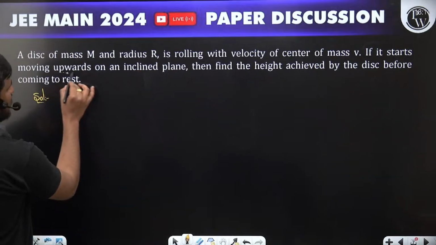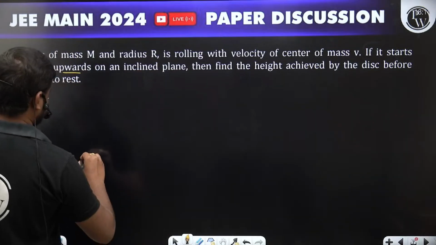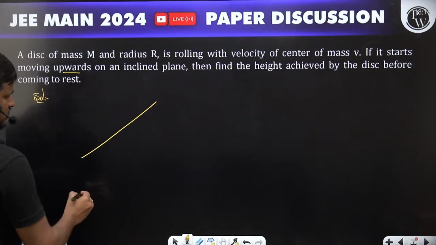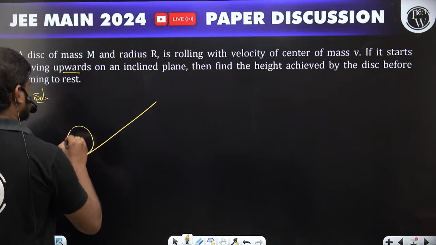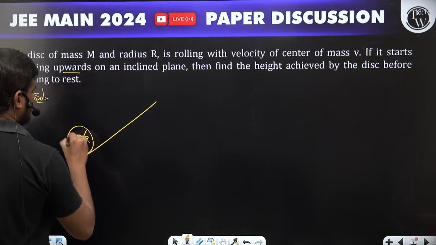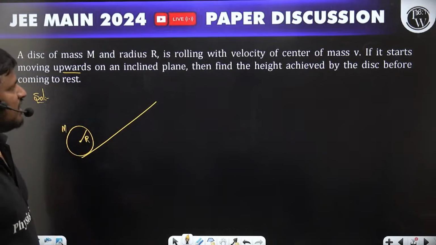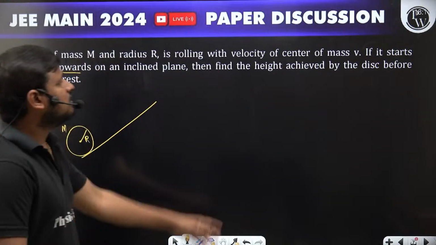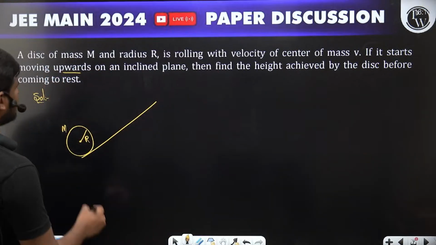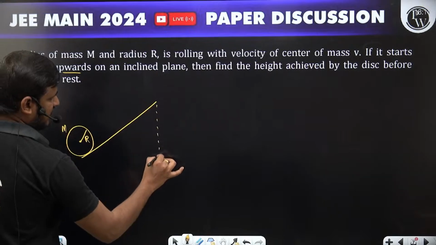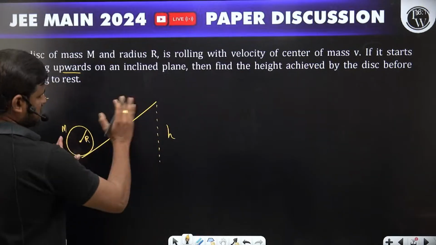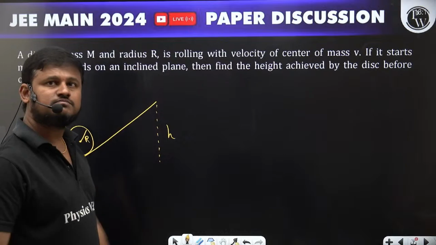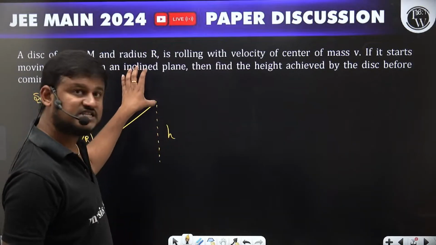If it starts moving upward on an inclined plane, so let's say this is the inclined plane, then a disk of radius r and mass m is rolling. Find the height achieved by the disk before coming to rest. So this is the height. Let's say the disk rolls till here and comes to rest at this point.